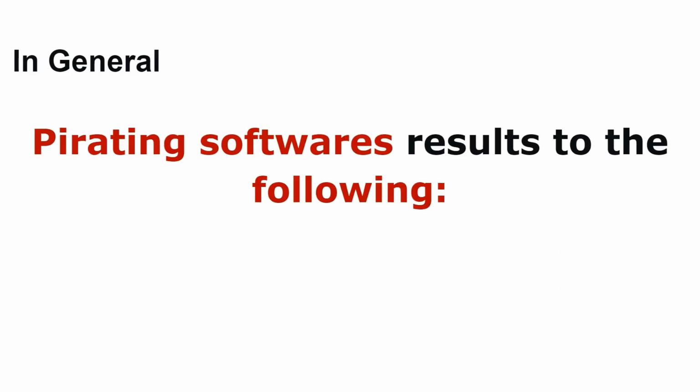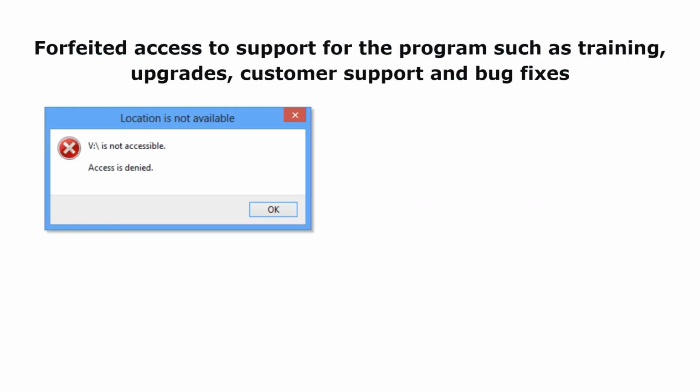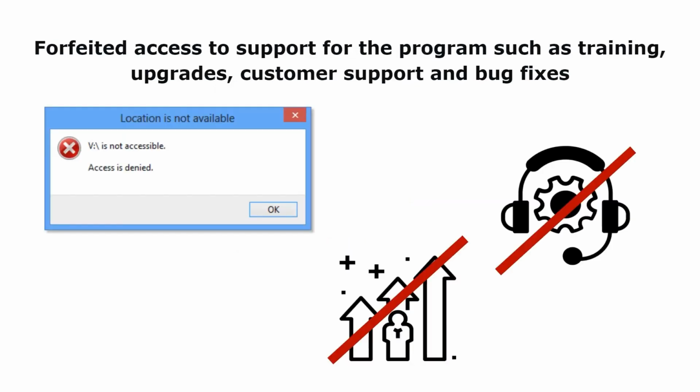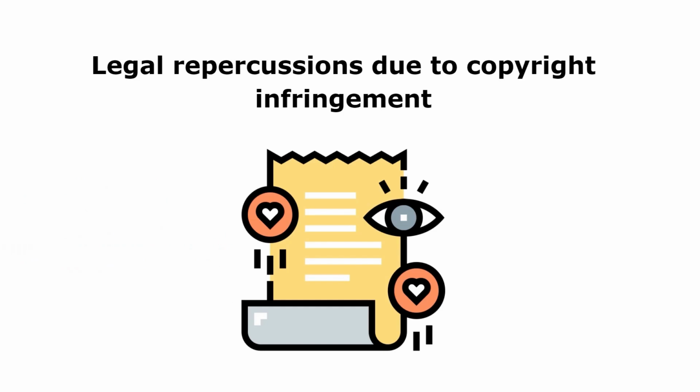In general, pirating software results in the following: increased chances that the software will malfunction or fail, forfeited access to support for the program, no warranty and inability to update the software, slow PC, and legal repercussions due to copyright infringement.